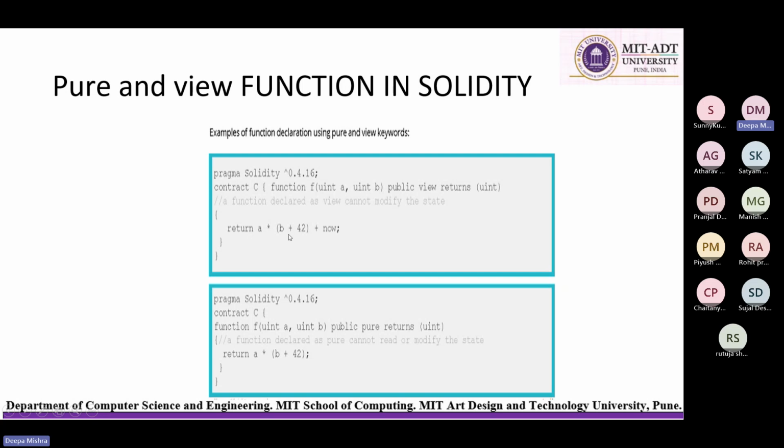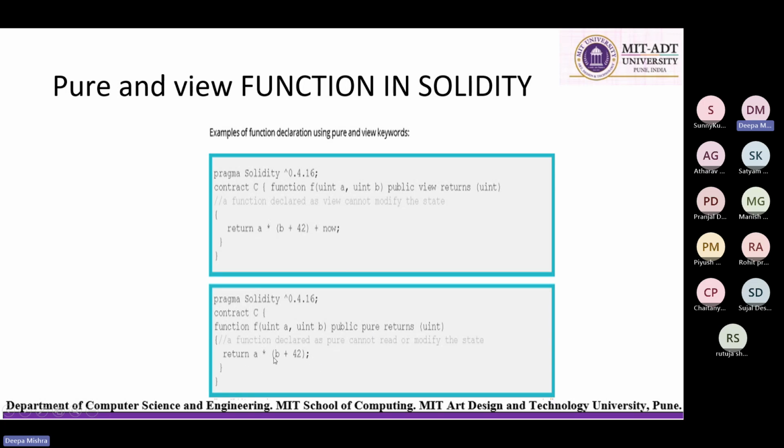Okay. So what am I returning from this function? a multiplied by b plus 42 plus now. What is this now? Now is a blockchain state variable which gives the current time of the blockchain. Okay. So since I'm using it as a view function, it can read the state variable, it cannot modify. Whereas if you observe the second example in which I have written a pure function, I cannot actually read or modify the state of the blockchain.